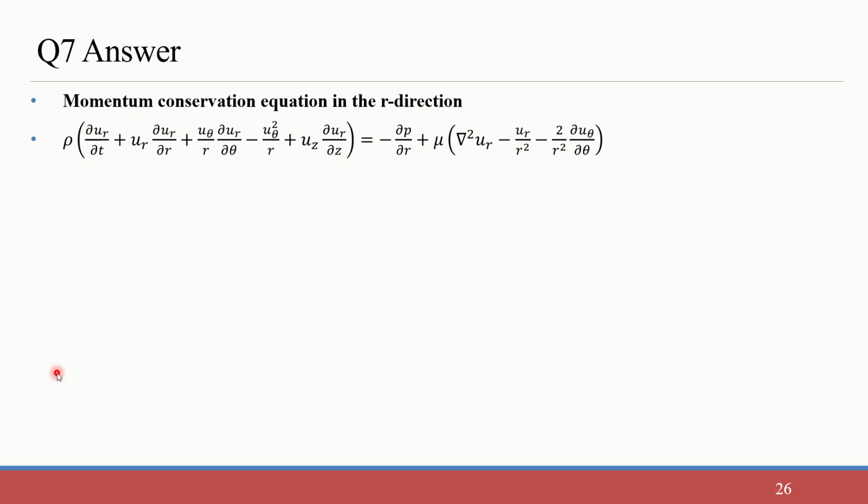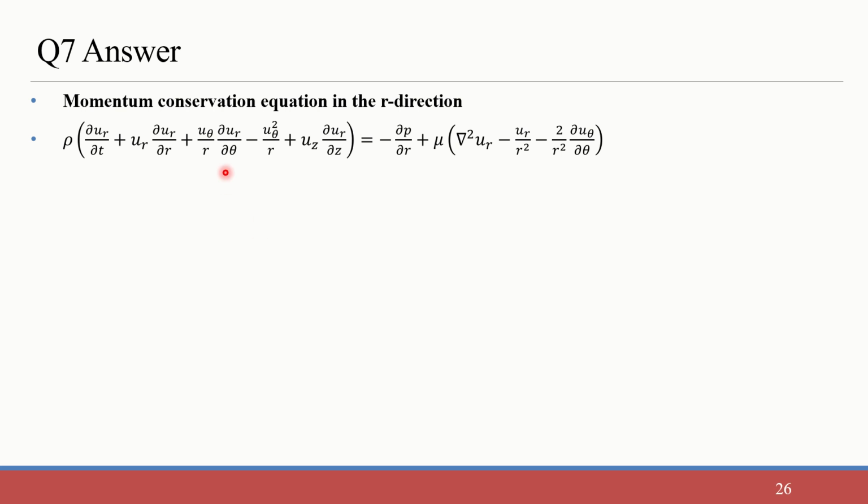So the momentum conservation equation in the r direction is given by this particular equation, which is nothing but rho into dou ur by dou t plus ur into dou ur by dou r plus u theta by r into dou ur by dou theta minus u theta square by r plus uz into dou ur by dou z. If any equations are wrong, please verify with the book. It might be a typo when I typed. The answer is right, but if I missed out anything, or if you have any doubts with the equation, just cross check with the textbook.